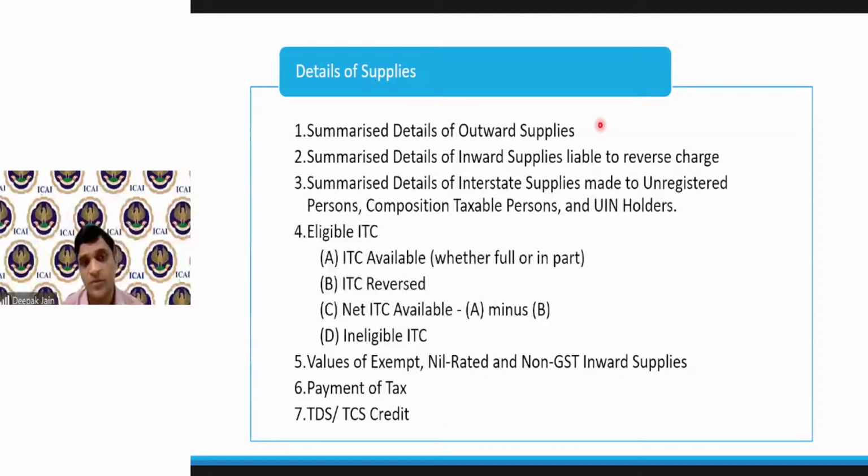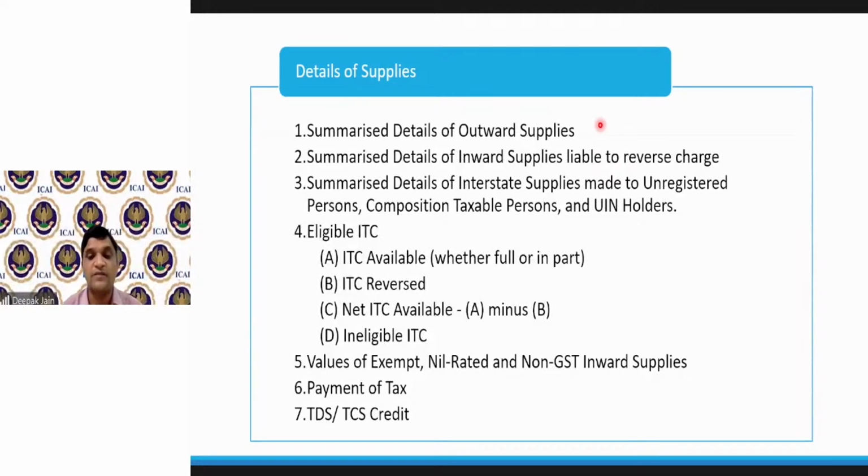Nishtala, what is the answer for my question? That's what I had said, that when you have no outward supplies, you will file nil GSTR1, but you will not file nil GSTR3B. You will file a regular 3B wherein outward supplies will be 0, but for inward supplies on which RCM is payable, there could be some transaction there.